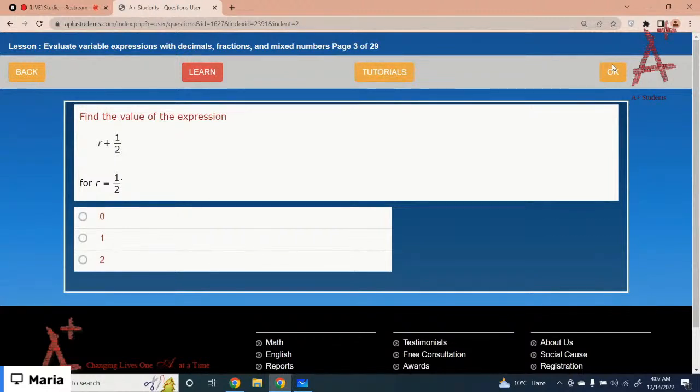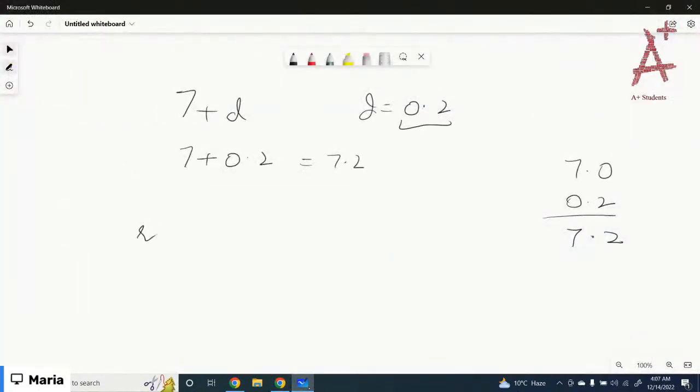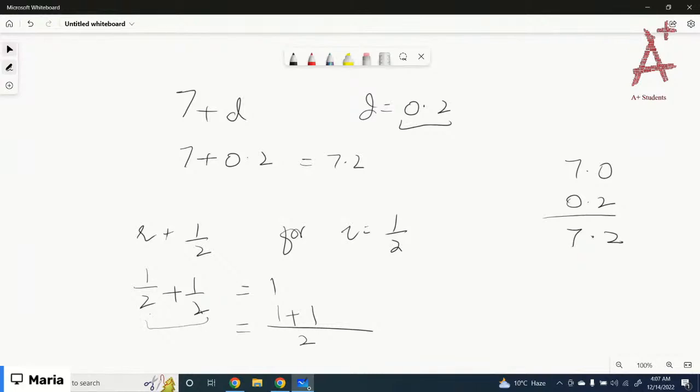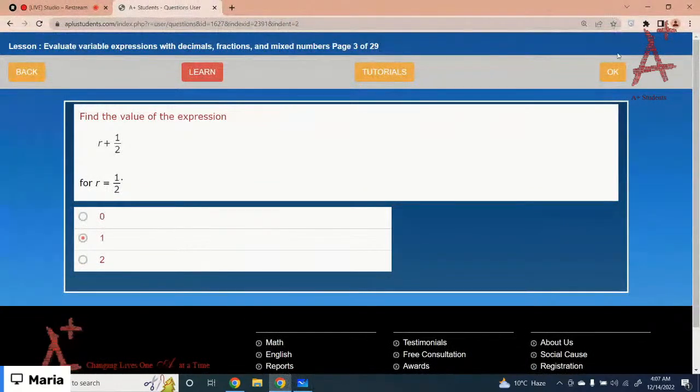Okay, find the value of the expression r plus 1 over 2, and r is 1 over 2. Replace the r with the value, so it would be 1 by 2 plus 1 by 2. Half and half, got it? So two halves together makes 1. Or you can add them, because they have the same denominator, just add their numerators like we do when adding fractions. It would be 2 over 2, and 2 over 2 equals 1. Got it? So it is 1. Very good. So just select the correct option, then click on the OK button.